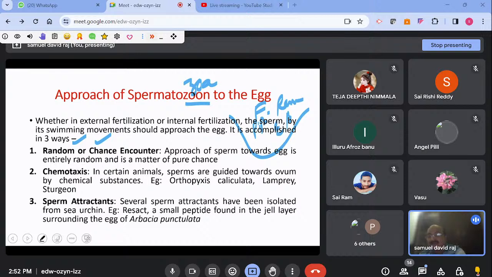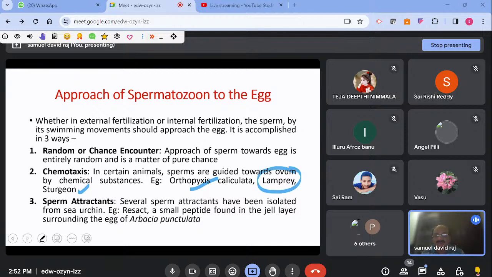Thus it is said to be random or by chance encounter only. Next one is chemotaxis. In certain animals, sperms are guided towards the ovum because the ovum releases certain chemical substances, based on which the sperm reaches the ovum directly. That is what we call chemotaxis. It is exemplified by certain organisms, fishes like sturgeon, Orthopixis caliculator, and also cyclostomes like lampreys.